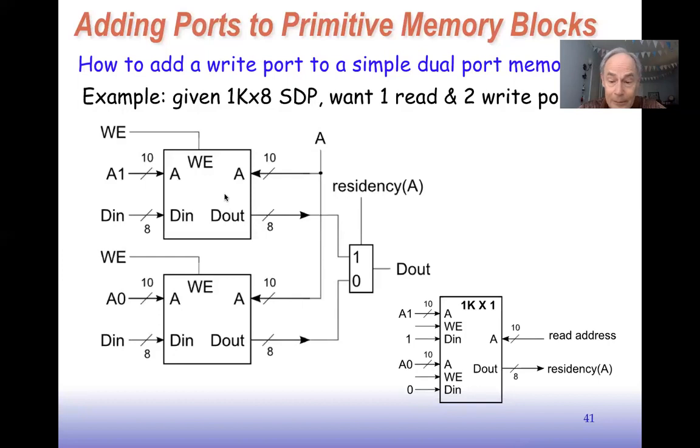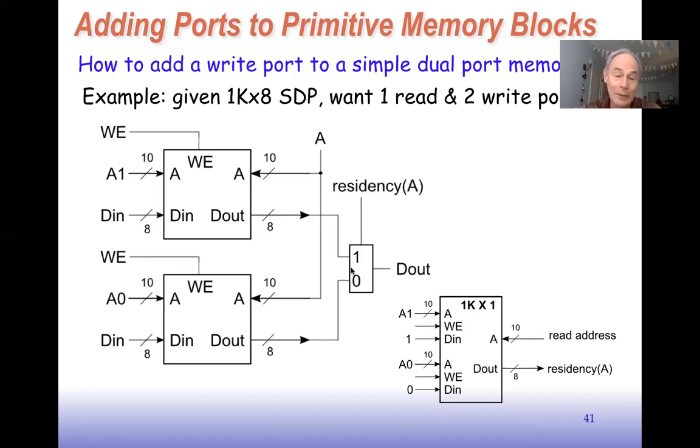So when we write something into one of these memories, if we write it into the top memory at that address A1, in the small memory we put a one. If we do a write into this bottom memory at this address, A0, at the same time we write a zero into this memory. Then later, when the read happens, this memory is accessed according to the address on the read side, and it returns either a zero or a one, which is used to control the mux.